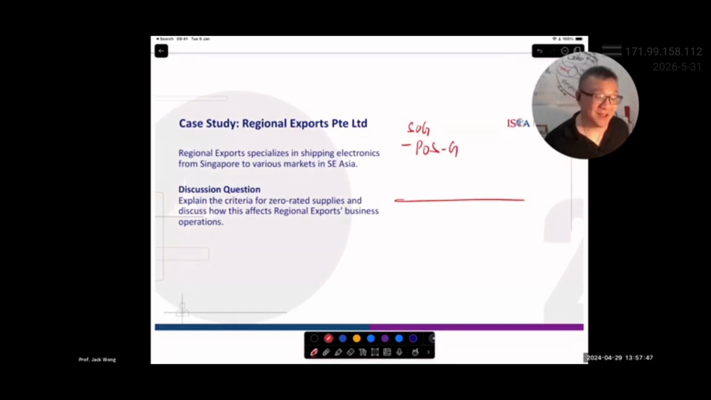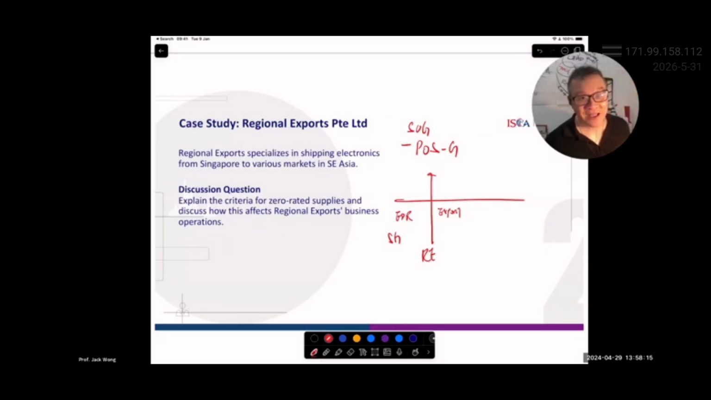Now you have seen this a few times already throughout the presentation. You know that Regional Exports is based in Singapore. It is exporting electronic products to overseas markets, and therefore you may say that this is an export. But how do I know if this is an export? Well, partly I need to ensure that I can satisfy the export documentation requirements.